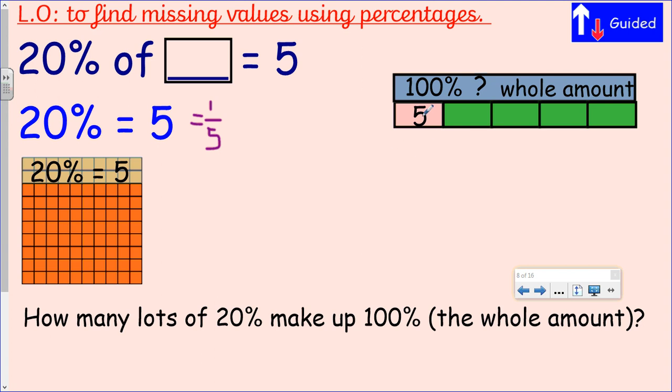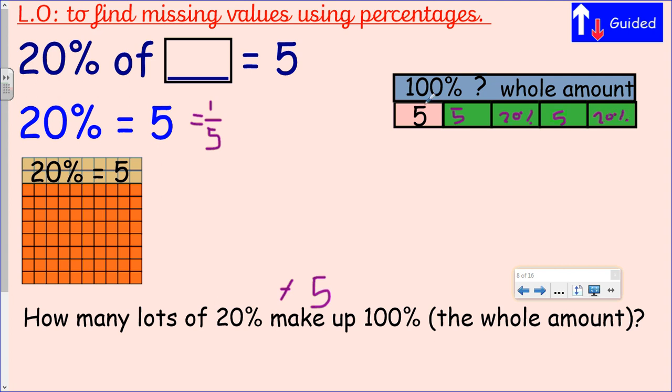Now, if I know that, I should be able to work out everything else. How many lots of 20% make up 100%? So essentially, how many times 20 is 100? Well, I mean, it's literally here, people. 20 times by 5 is 100. So if I know this is 5, this is 5, this is 5, this is 5, this is 5, there are 5 lots of 20%. So I could write 20% there just to sort that out.